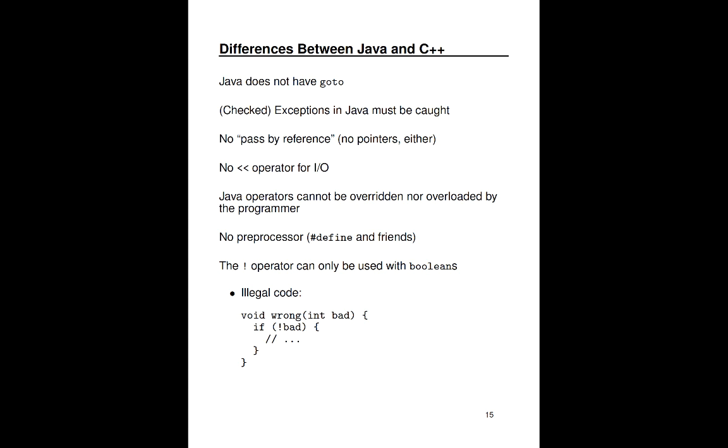And also note that the negation operator, bang, can only be used with Boolean types, and so you can't do things like negate the value of an int. This gets confusing, and so in Java you have to say, if bad not equals 0, instead of if bad.